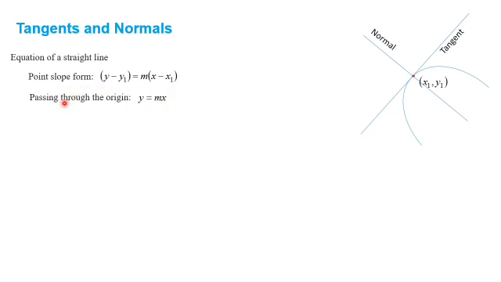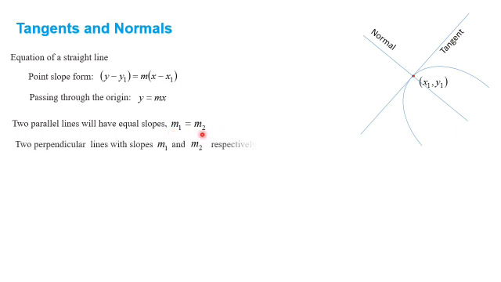exercise. Next, there is a concept: two parallel lines will have equal slopes. When two lines are given to us as parallel, from that statement we can conclude that their slopes are equal. If m1 and m2 are the slopes of two parallel lines, then m1 is equal to m2. Similarly, for two perpendicular lines with slopes m1 and m2, perpendicular means the angle between the lines will be 90 degrees. Then m1 into m2 is equal to minus 1, which means the product of their slopes will be minus 1.